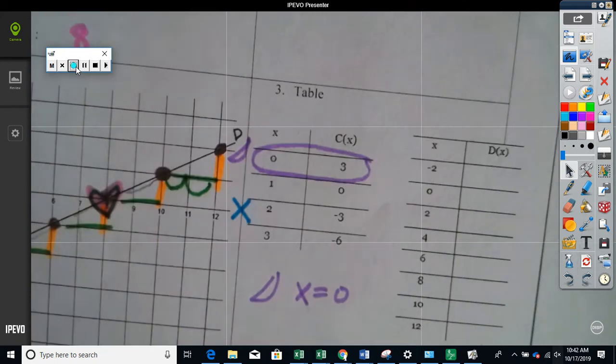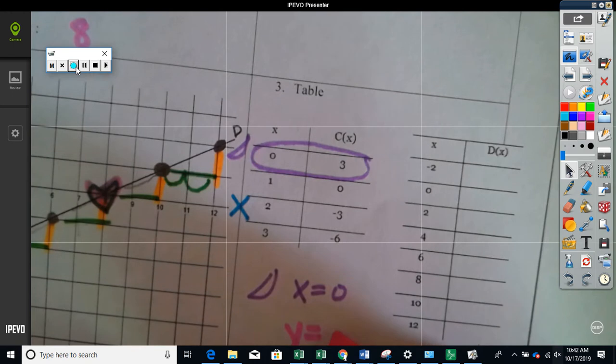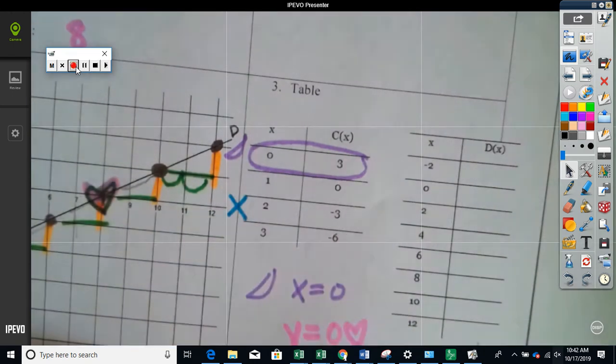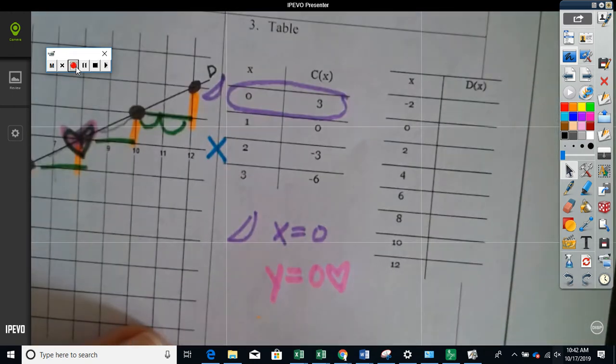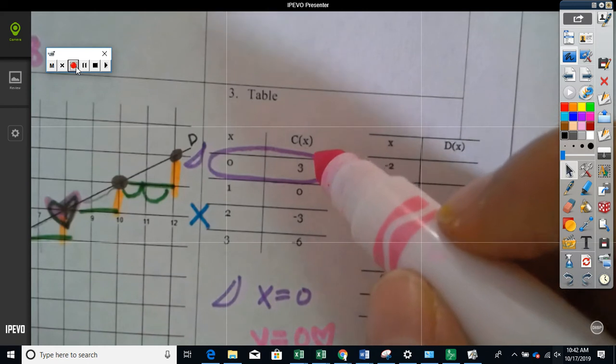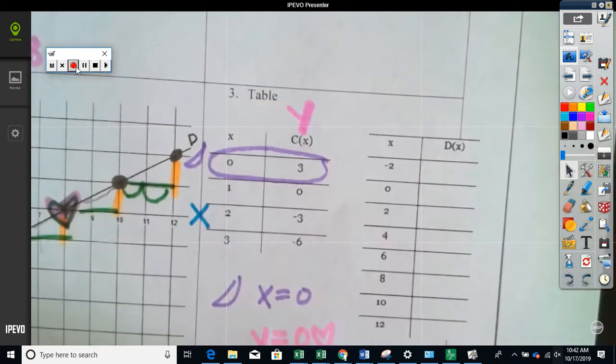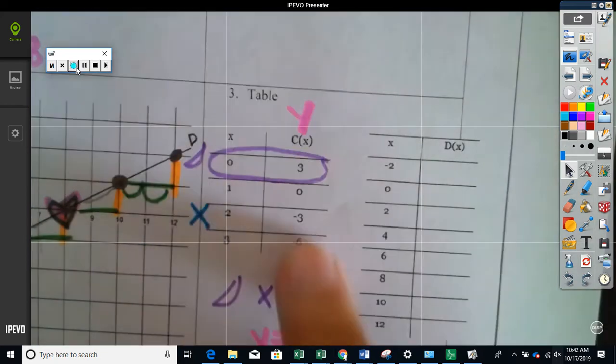Now, for your heart is where y is equal to 0. It's not the second one. It's not the last one. It's wherever y equals 0. Now, it says C of x so that you can know which graph, which line this one's for. C of x is the same thing as y. X goes here, y goes here. Okay, x goes first, then y, just like in the alphabet.